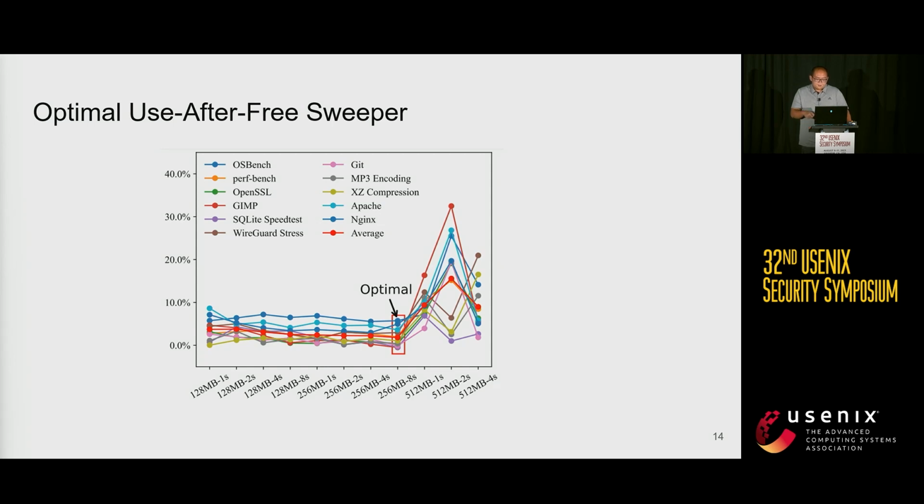We also evaluate the optimal sweep period and range in the UAF whole physical memory sweeper. The range is from 128 megabytes to 512 megabytes. The period is from 1 second to 8 seconds, and the machine has 60 gigabytes of memory in total. Apparently, the optimal is 256 megabytes every 4 seconds.